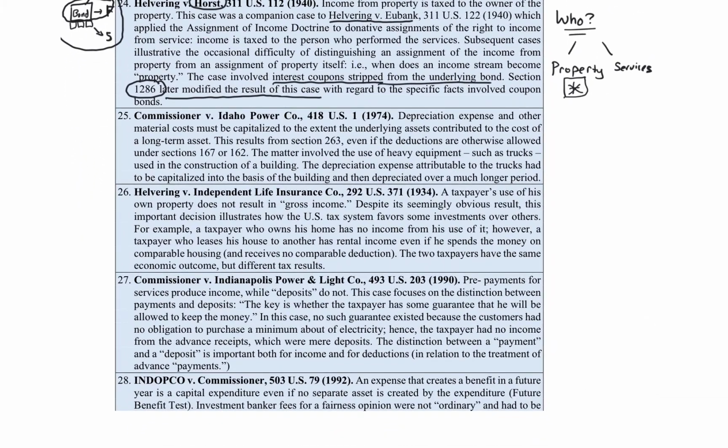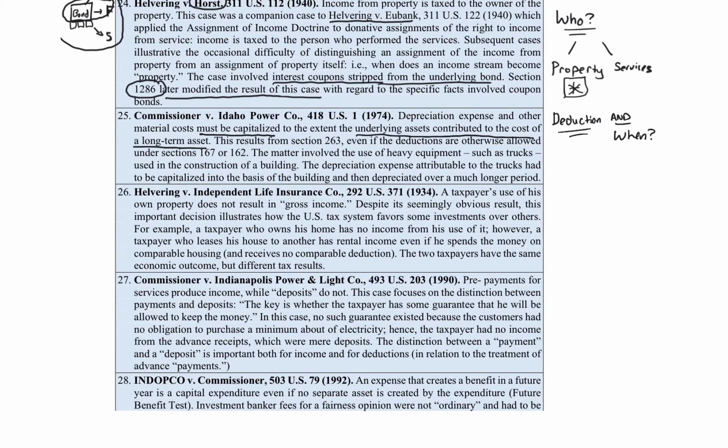Okay, next. Commissioner versus Idaho Power. So this one is both a deduction and a when question. But you're going to see that I have some slides later on that go through this as a deduction question, which is fine. What it says is depreciation expense and other material costs must be capitalized to the extent the underlying assets contributed to the cost of a long-term asset. Very similar idea we have in accounting. But as you all know, accounting and tax aren't always the same. A lot of times they're not the same, right?